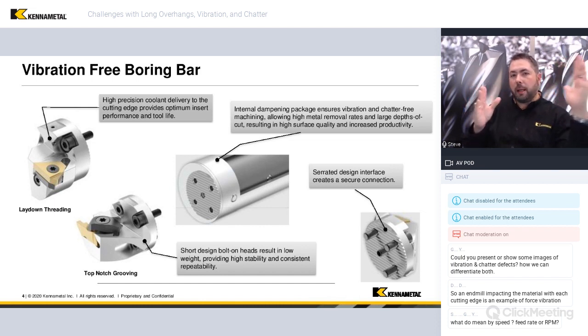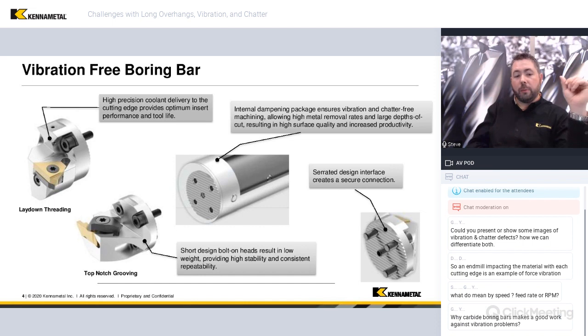Things like length position, we're going to talk about that a little bit later, how important that is. But the length is very important, the mass is very important, and the stiffness is very important. And that's where this design will really help improve that.